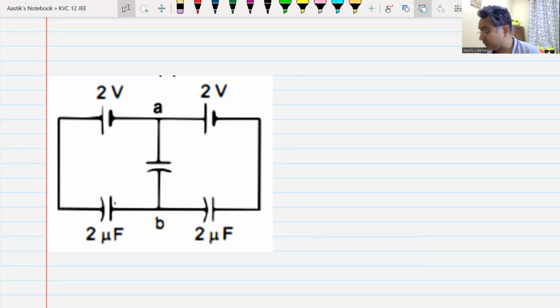Now, we have to find out VA minus VB in this question. This is the same question, part number 3. But the only new thing is this middle capacitor. We don't know the capacitance of this capacitor. Even then, we have to find out VA minus VB.